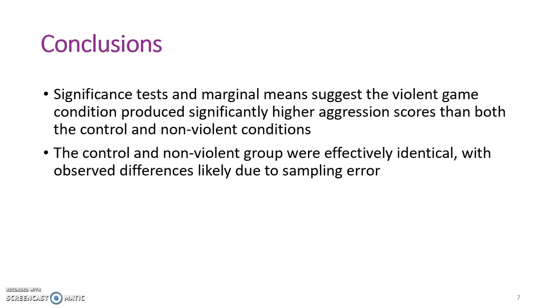Okay, so the conclusions we're going to make, having gotten to this point of the model testing flowchart, are that the significance tests and the marginal means suggest that the violent video game condition produces significantly higher aggression scores than both the control and the nonviolent conditions. The control and the nonviolent group were effectively identical because there was no significant difference between them, with any observed differences likely due to sampling error.